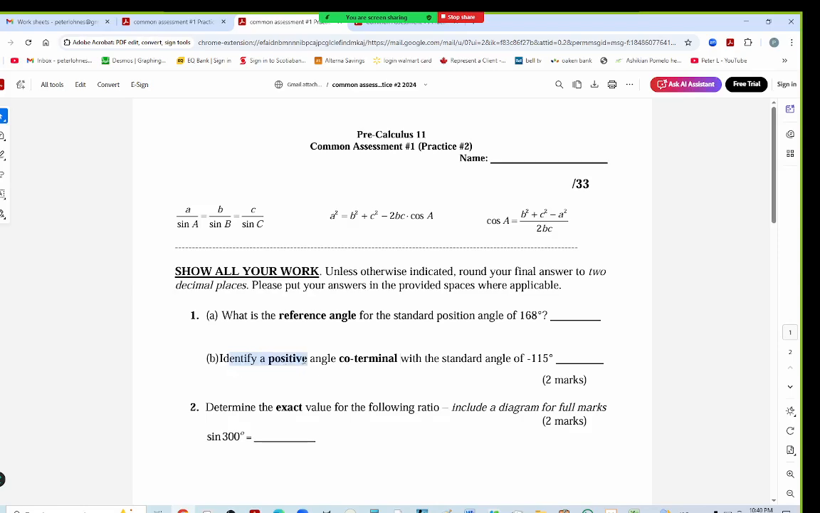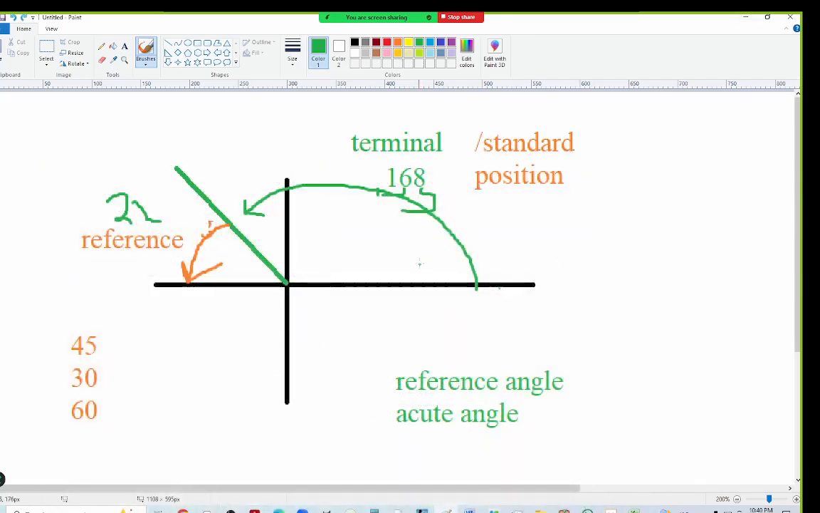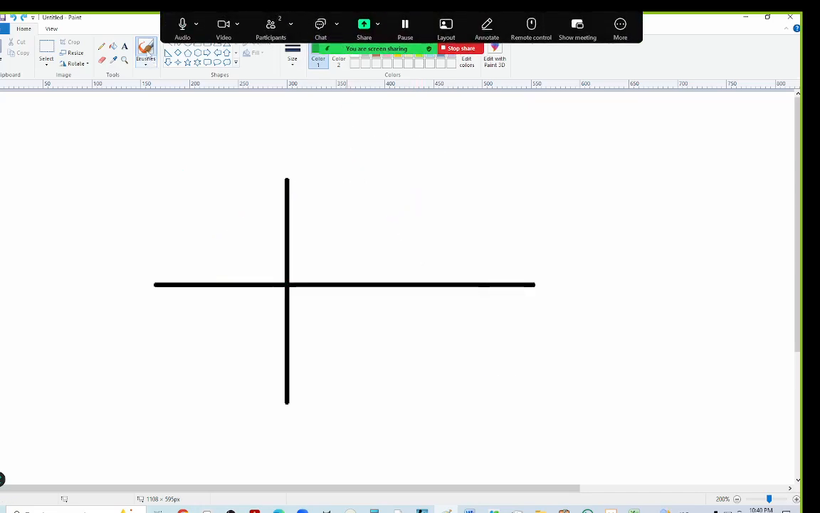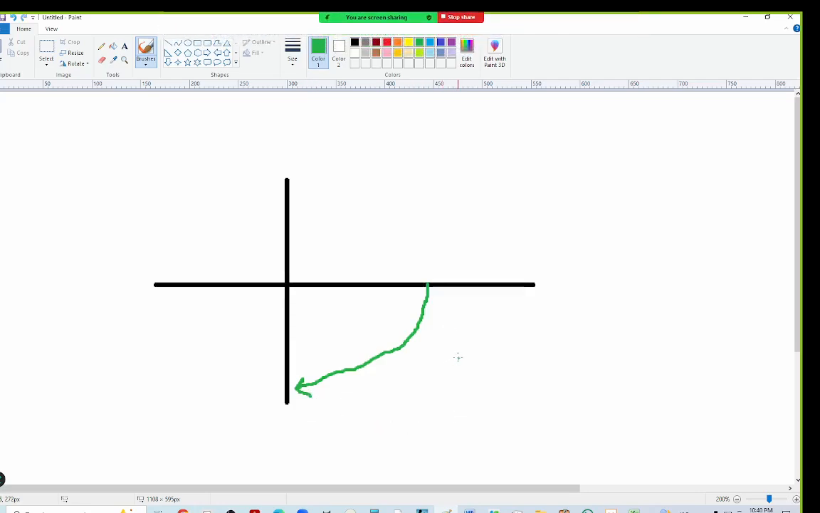Identify a positive coterminal angle that matches the standard angle of minus 115. So let's look at this. Whenever you see minus, it's going this way. So here's 90, right? How much more to get to 115 in this direction? I want a number. How much more after 90 to reach 115?